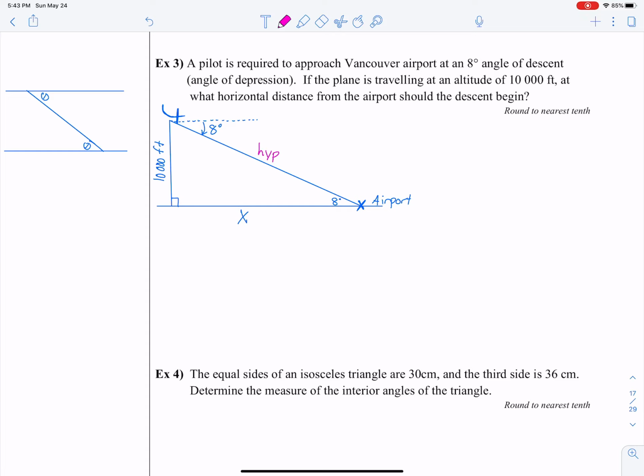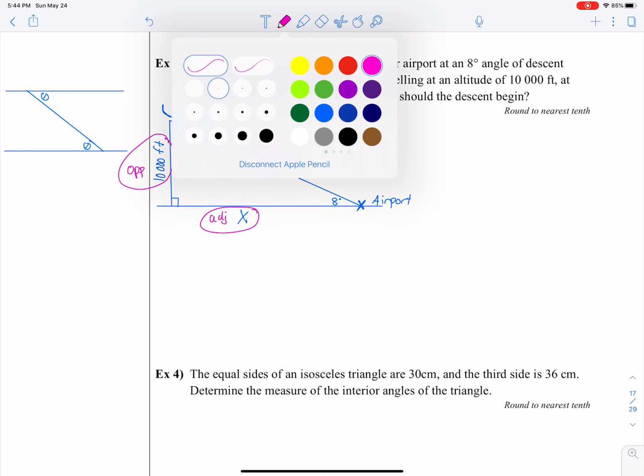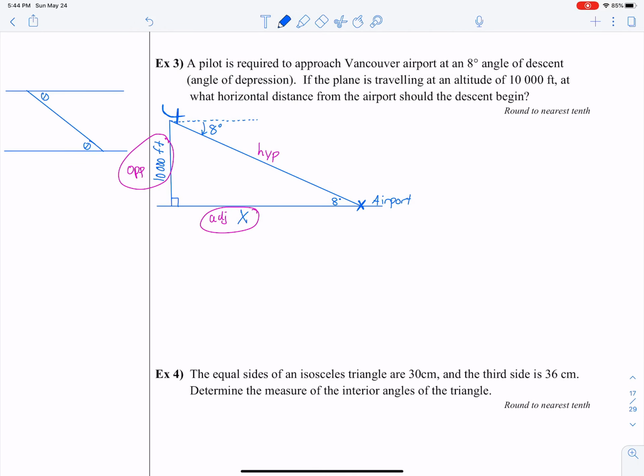And this is our angle over here, so that means this is our opposite. I can circle this. And this is our adjacent, and I can circle that. Oh, we're using tan again. So we're looking for side X, and we have opposite and adjacent. So we're going to use our TOA. So I can fill that out now.